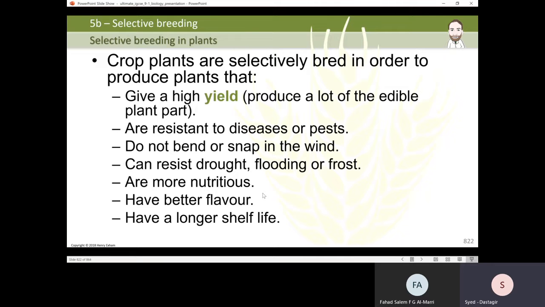What does shelf life mean? They live on the shelf more. Kind of. Longer shelf life means that, for example, we're talking about plants, right? So vegetables. The vegetables have a longer life before they start decaying and rotting.